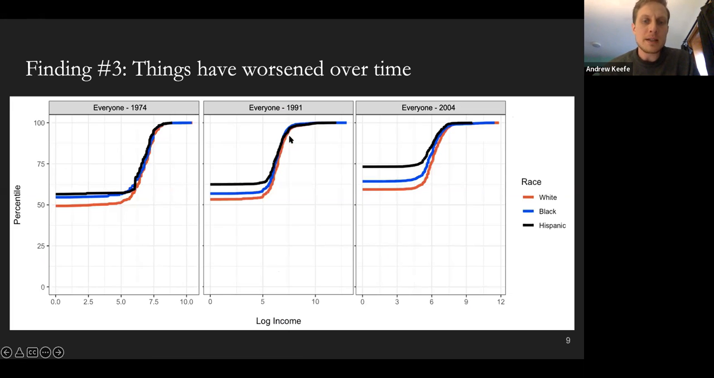Our third finding is that both of the previous two facts have worsened over time. First, there has been an increase in the share of prisoners who reported zero earnings. In 1974, a little more than 50% of all inmates reported zero earnings. In 2004, this was about 64%. Second, there has been an increase in racial inequality. In 1974, you can see that the Black, blue, and red lines were closer to overlapping than they were in 2004. This indicates increasing racial inequality, especially between Hispanic workers and Black and white workers. We are still thinking through what might explain these trends.